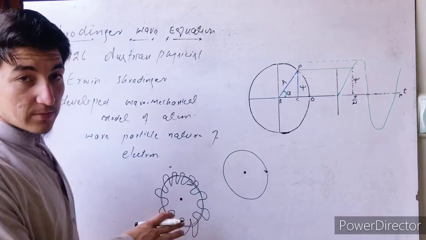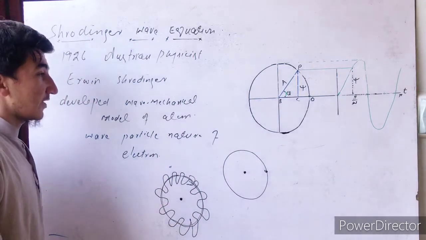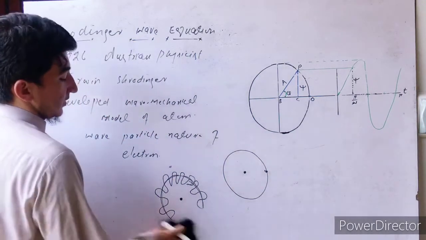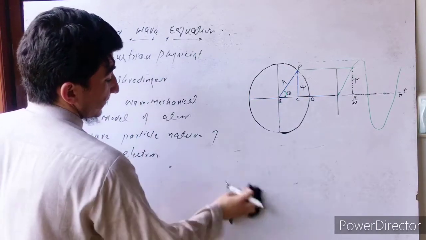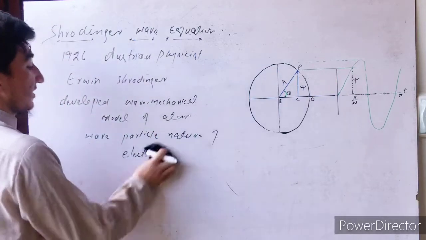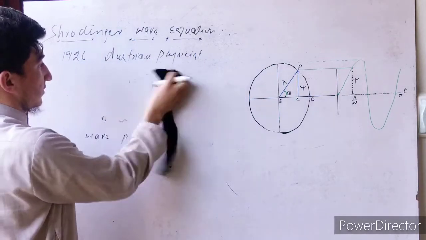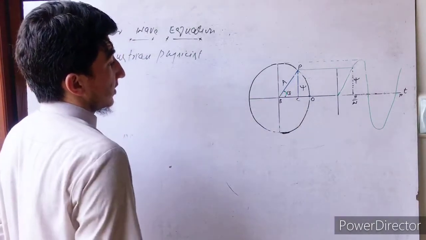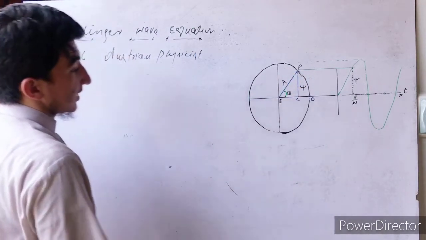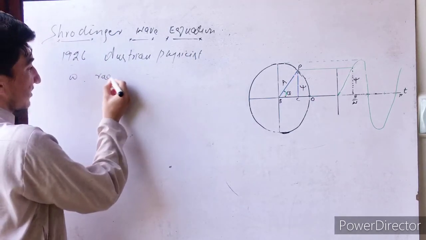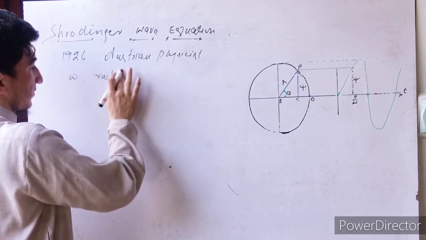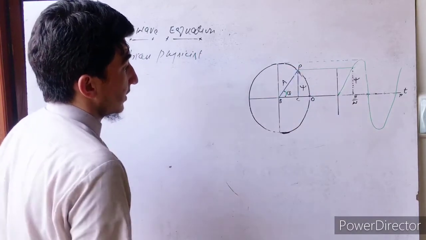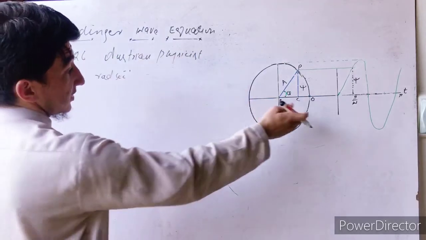So as electrons obey wave-like motion, this means that the electron will obey the wave equation. As you can see from this graph, let me erase this. This is, for example, a particle which has angular velocity omega, radian per second. It moves from here to this point P, and covers a distance from 0 to P.